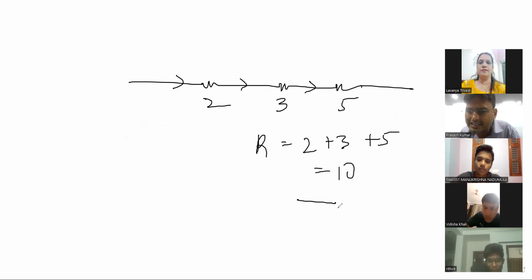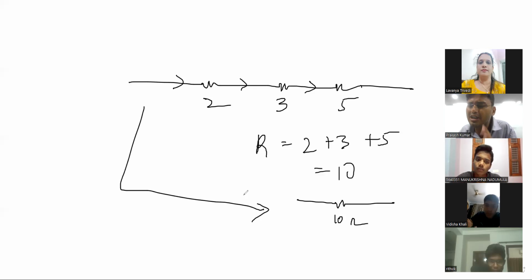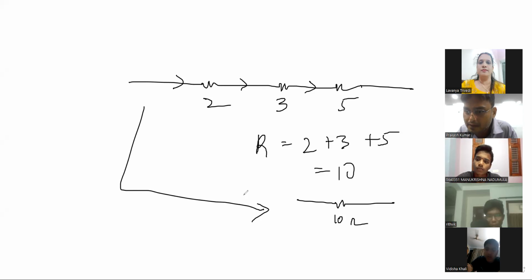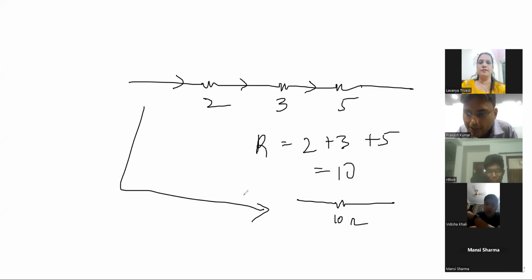Can anyone tell what exactly is the sense of 10 ohm here? For suppose this one is 10 ohm, and these resistances are 2 ohm, 3 ohm, 5 ohm. I'm taking this as 10 ohm. What exactly is the thing related to? Sir, the total resistance. The net resistance. The net required resistance we are getting from the current. Tell me more answers. Sir, 10 ohm is the net resistance of the circuit.